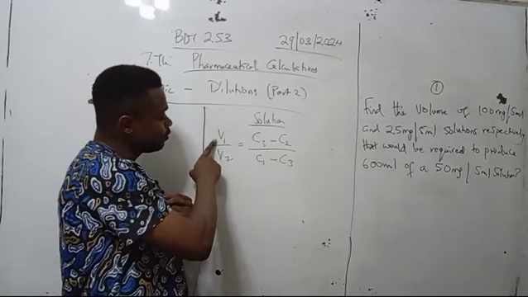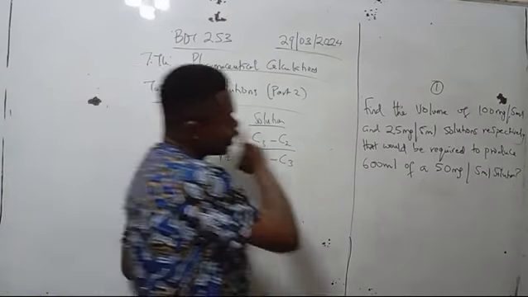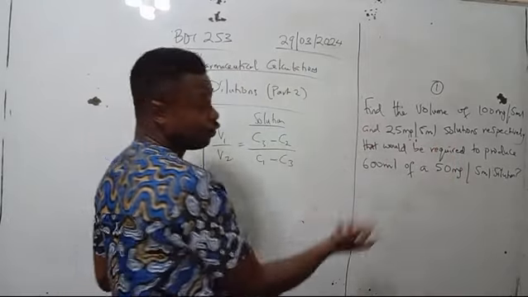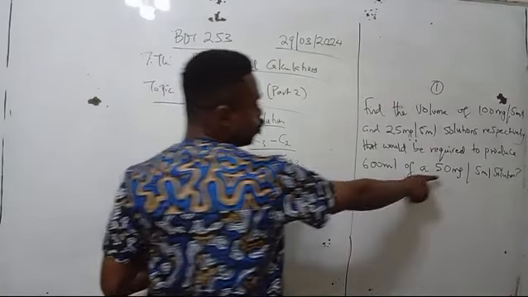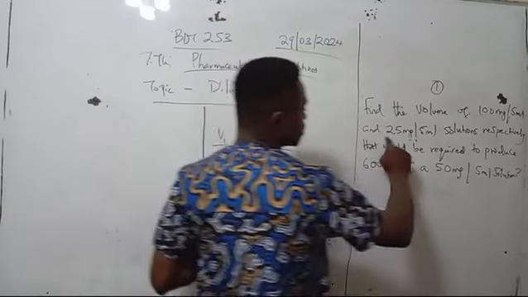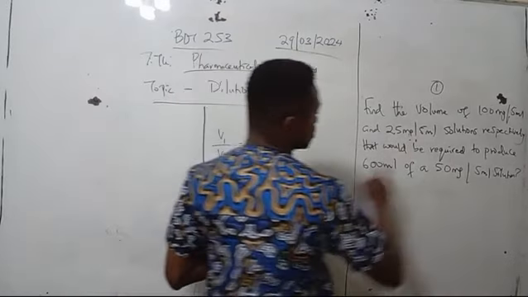V1 is the volume of the first solution. V2 is the volume of the second solution. We already know V3 and C3. C2 is the concentration of the second solution, and C1 is the concentration of the first solution.